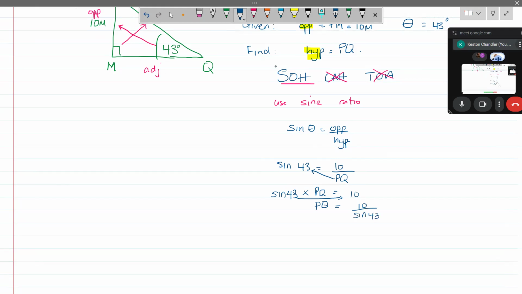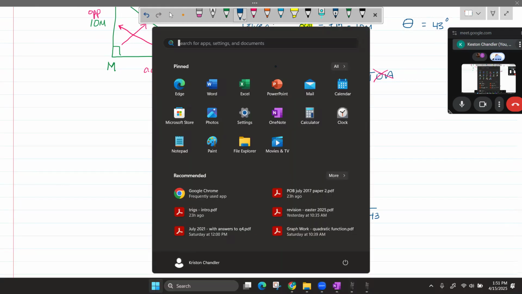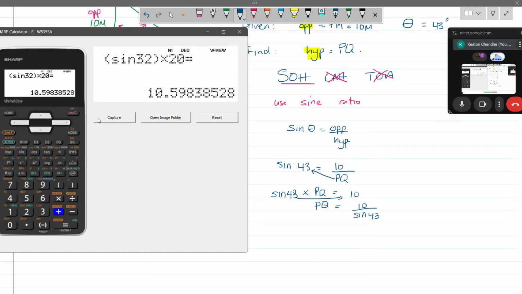So now we'll go to our calculator. Zero this off and check what we do now. We want to put 10 divided by open brackets, sine of 43. The brackets are very important so that the calculator will work out what sine of 43 is first and then divide 10 by it. Then we hit equal.